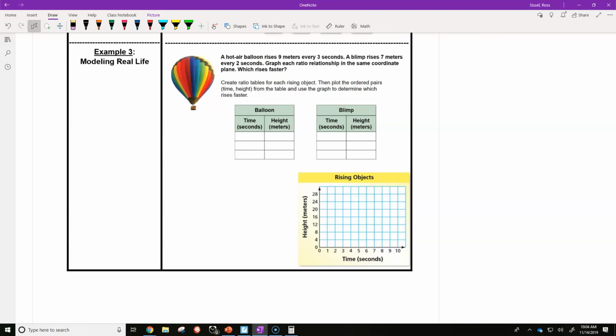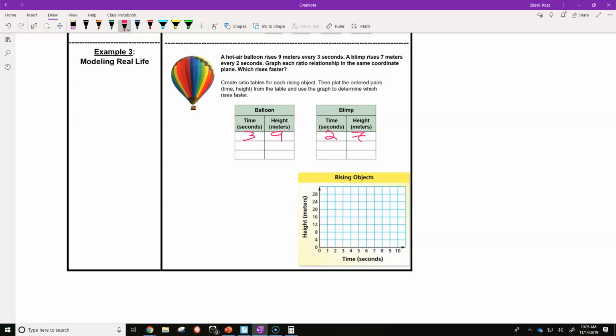So, I'm going to compare a hot air balloon to a blimp because I want to see which one is rising faster. Now, without solving it, let's just do a little vote. It says a hot air balloon rises 9 meters every 3 seconds. So I'm going to say 9 for every 3. And a blimp rises... That's wrong. Make sure you pay attention to your labels, people. Okay, I made a mistake. Alright, if in 3 seconds the balloon goes up 9 meters, the blimp, every 2 seconds it goes up 7.